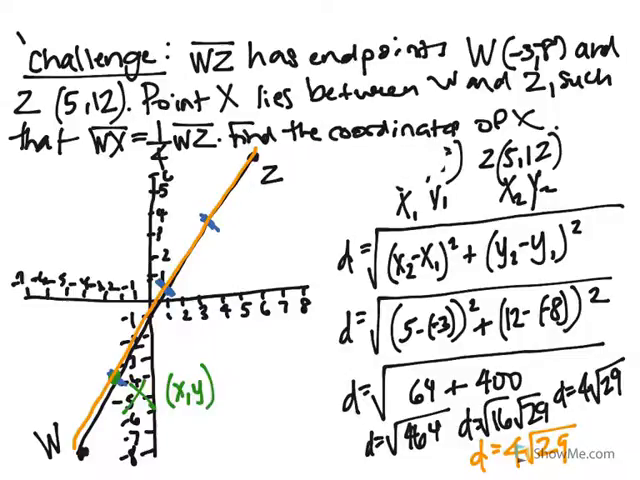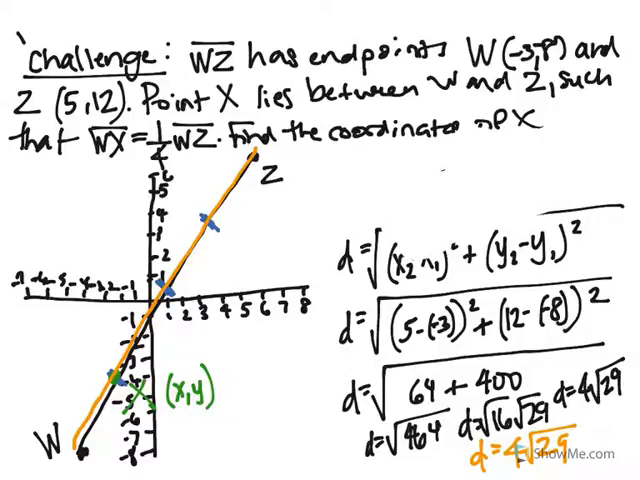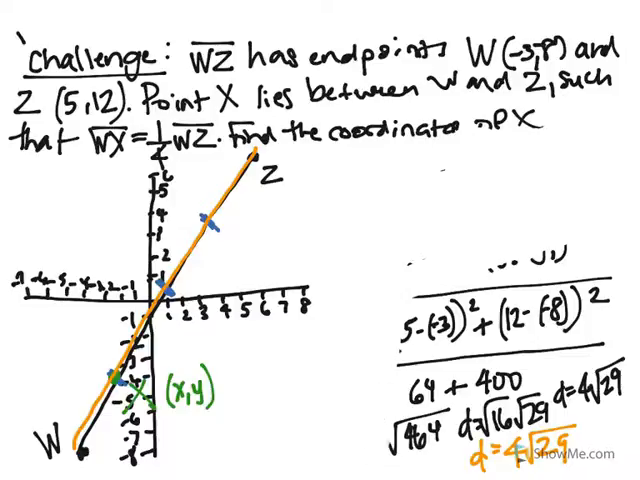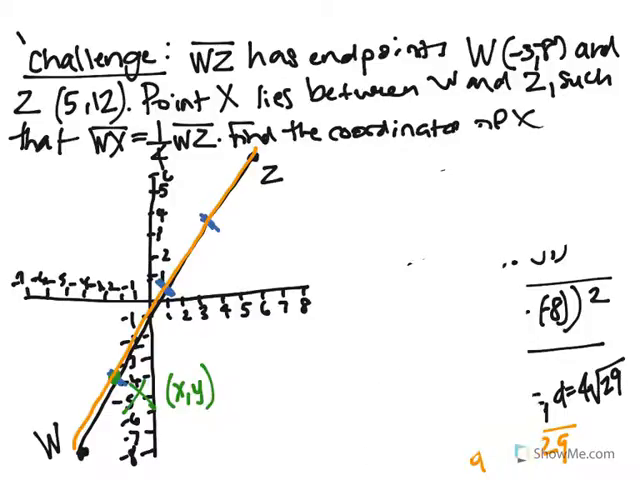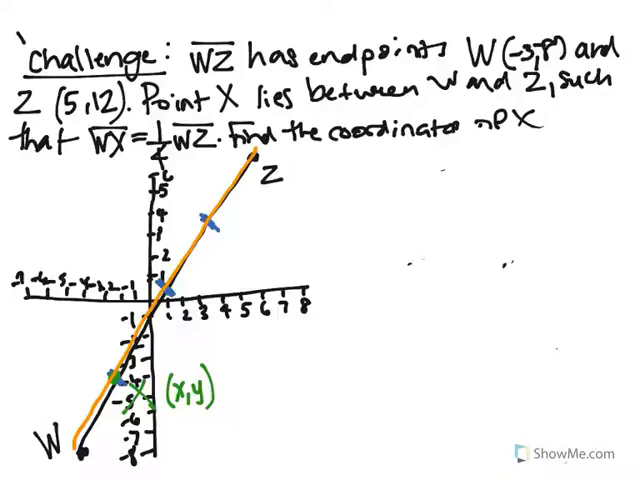Excellent. All right, so now I know the distance from W to Z. So if I cut that in half, I would get 2 rad 29. And if I cut that in fourths, I would get radical 29 for each one of these quarter segments, right? I would get rad 29, rad 29, rad 29, rad 29. Add those all together, I get 4 rad 29, which is the length of WZ. And I know that WX is just rad 29. So I did my math correctly there.